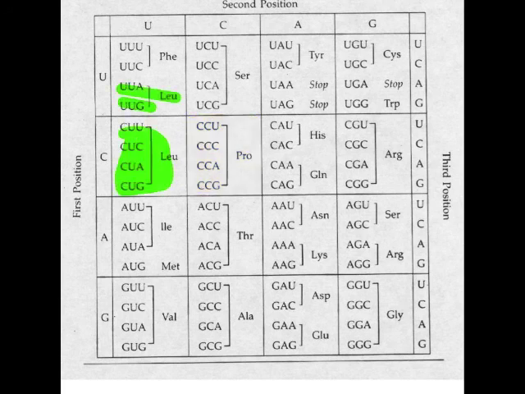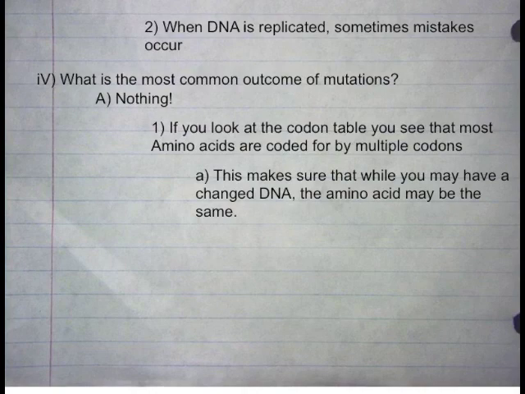Another example is leucine. Notice how it jumps around the table. Once again, while the codon may slightly change, it still may give you a leucine. This makes sure that while you may have changed DNA, the amino acid will be the same.